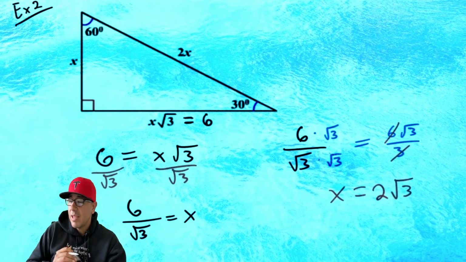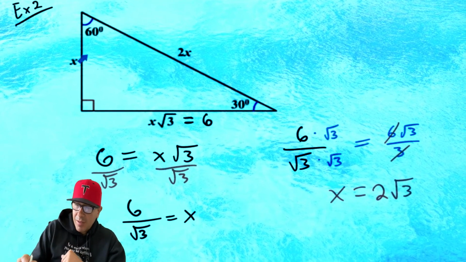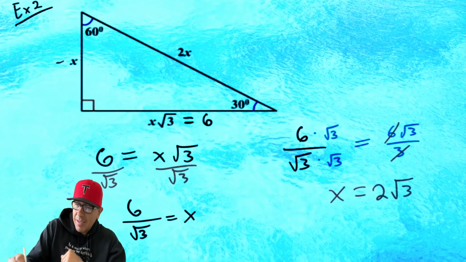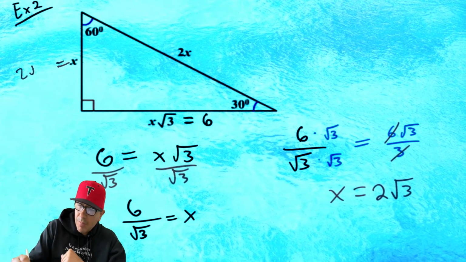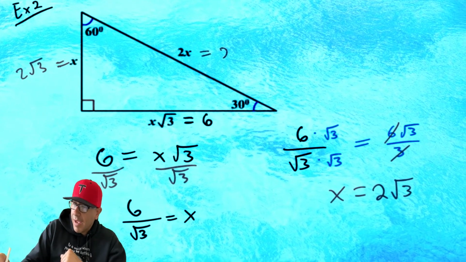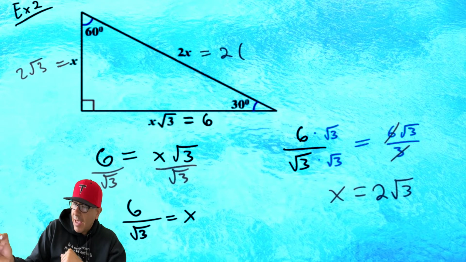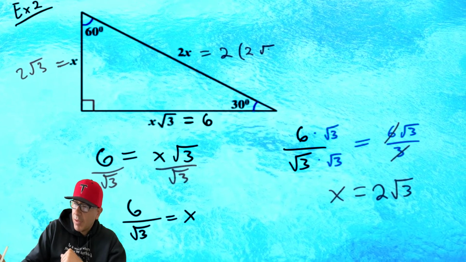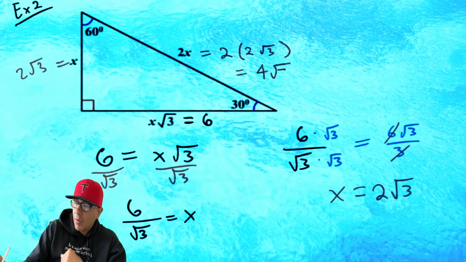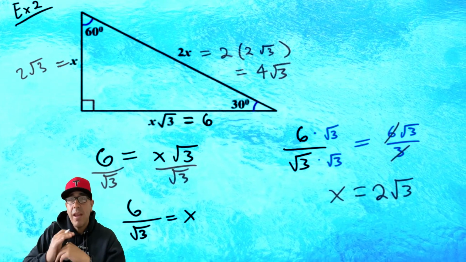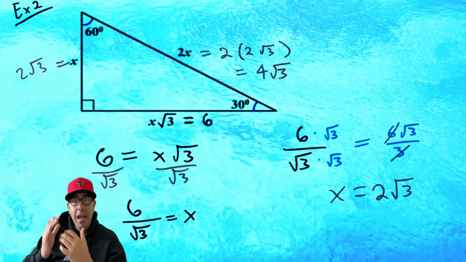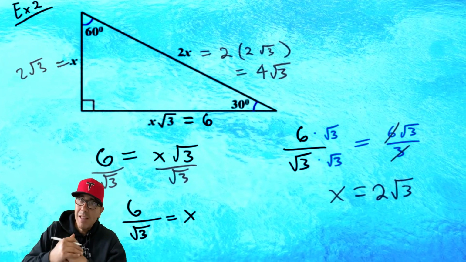So let's go ahead and do that so we can find the other sides. All right, so this one's, again, nice and easy because I already know now that x equals 2 root 3. And here, I'm going to multiply 2 times x, which we now know is 2 root 3. So 2 times 2, so we end up with 4 root 3. And now we have the length of each one of those sides. Not too bad, right? Let's go ahead and do another one.